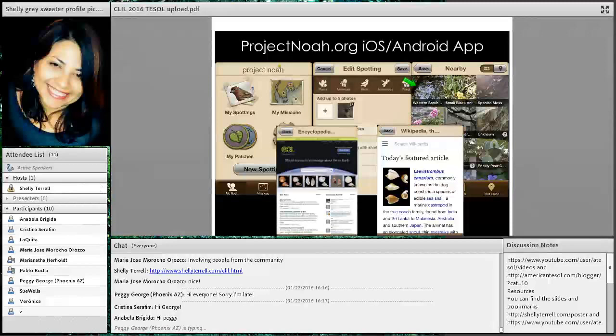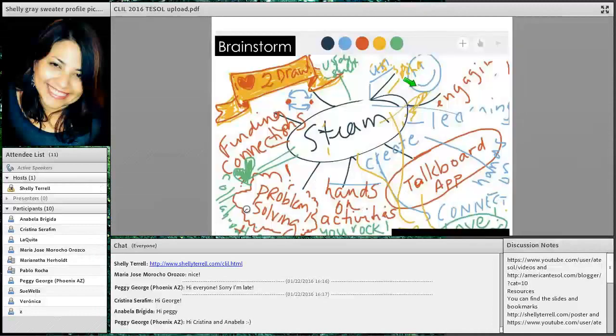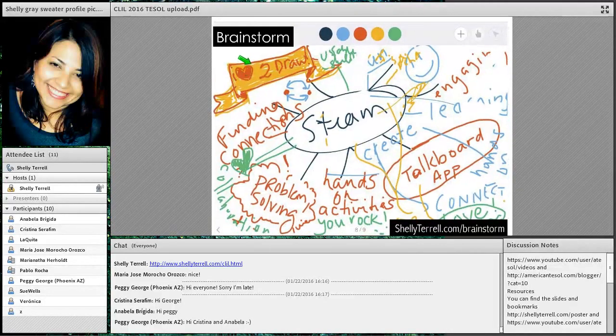So this is a great way for your students to contribute to a world database that has what different types of countries, rocks, and ecosystems are. So that's really exciting. You can have them brainstorm.